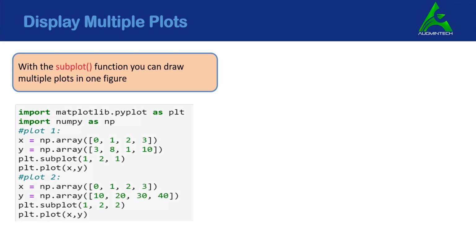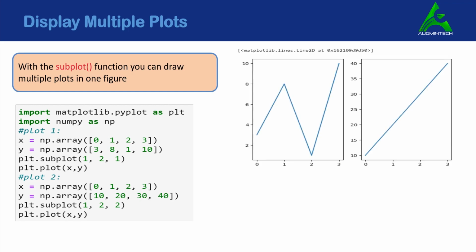For plot 1, we create an x array and y array, and then we make use of the plt.subplot function that takes three arguments: 1, 2, and 1 in the first plot, and in the second plot it takes 1, 2, and 2. So here the third argument is the number of the plot. And there we go, this is how the output looks.